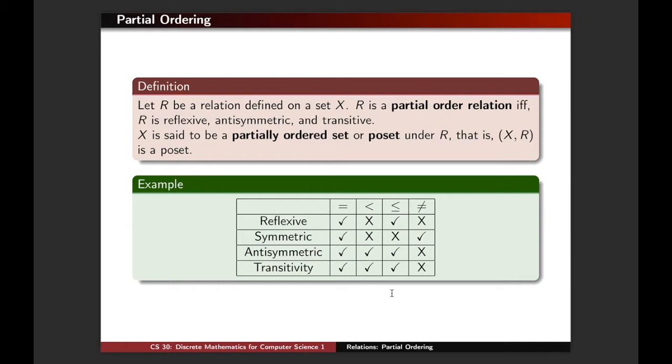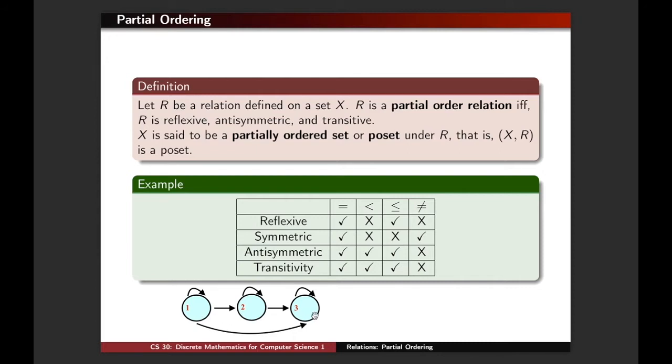In order to visualize the properties of a partial order relation, let's take a look at this diagram. What is this diagram? This is representing the less than or equal relation on numbers 1, 2, and 3. So as can be seen visually, it is reflexive. There's an arrow pointing to the same number. It is also transitive. If X relates to Y and Y relates to Z, then X relates to Z.